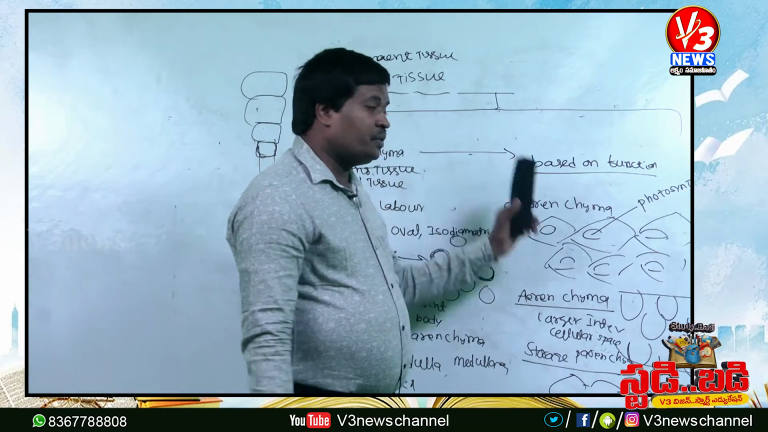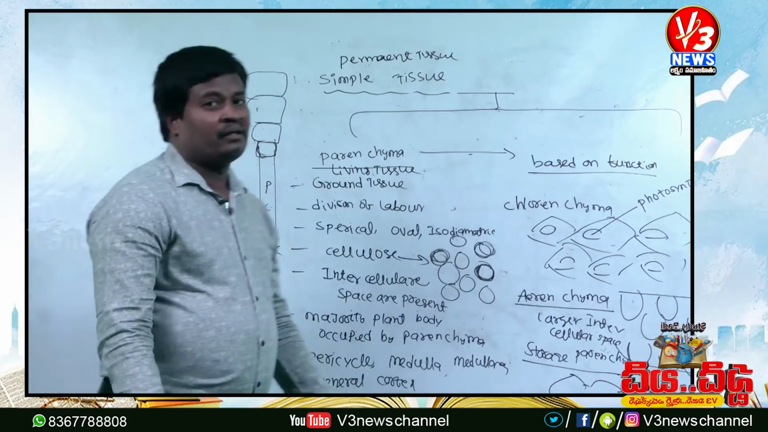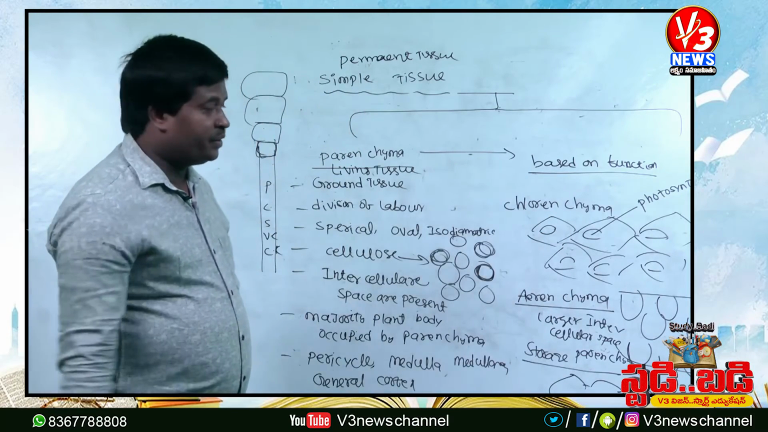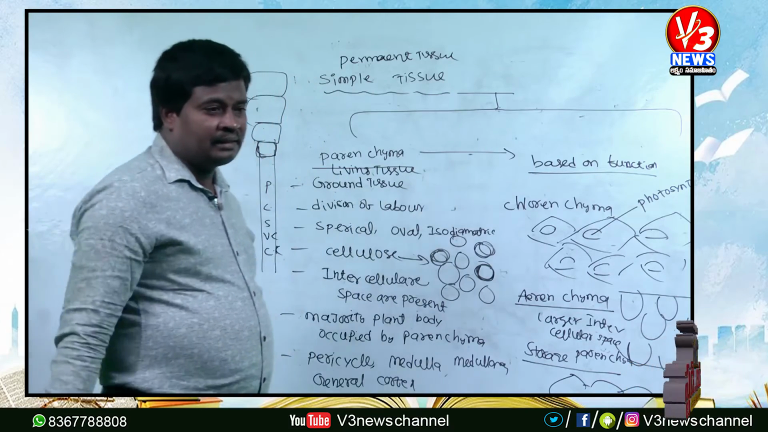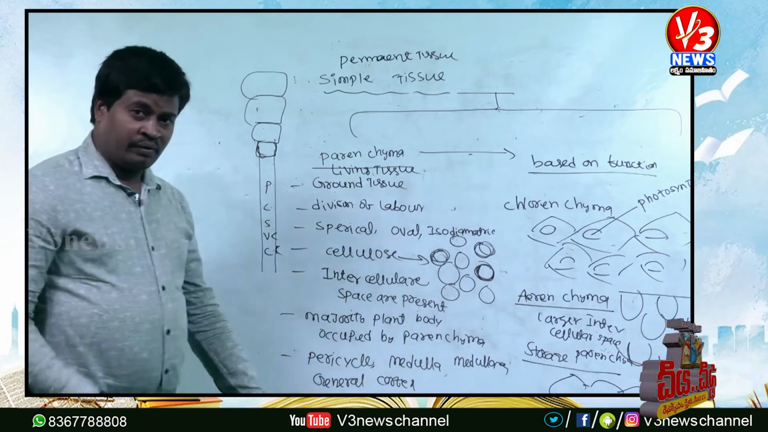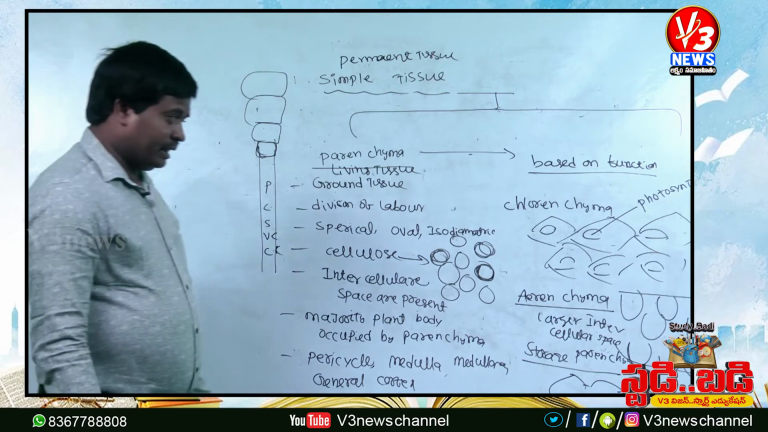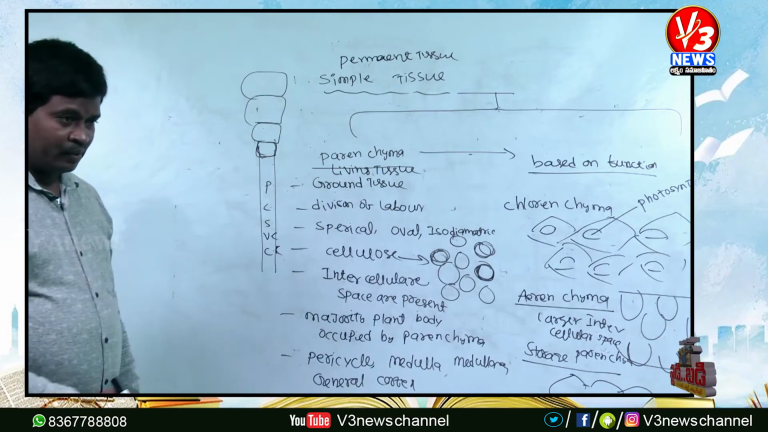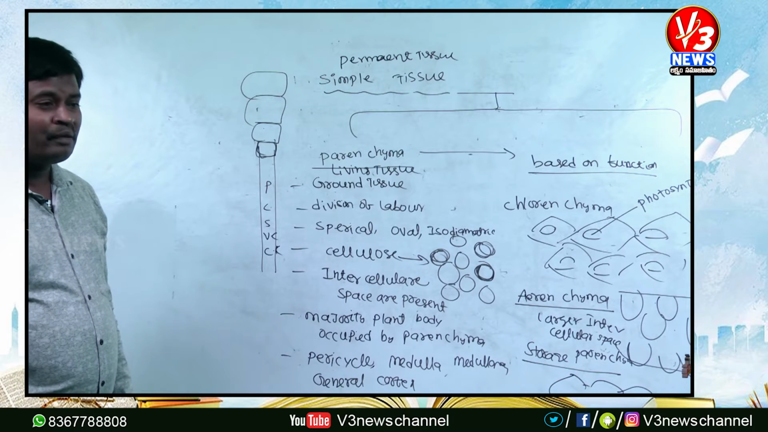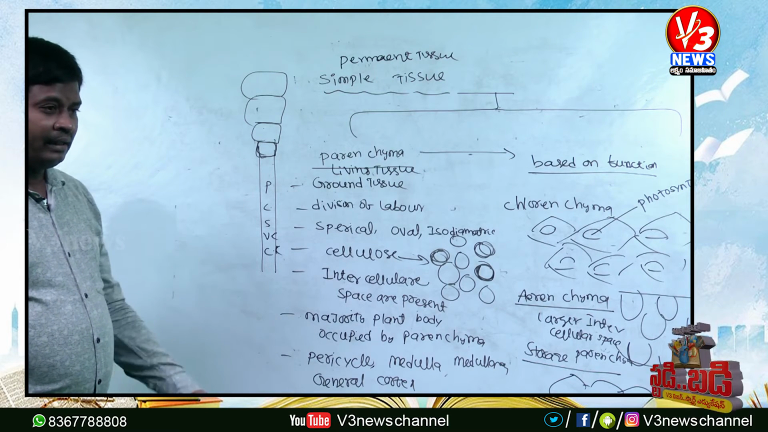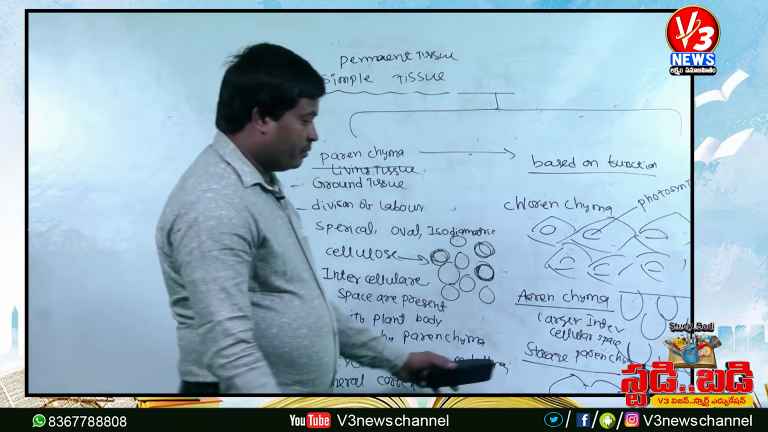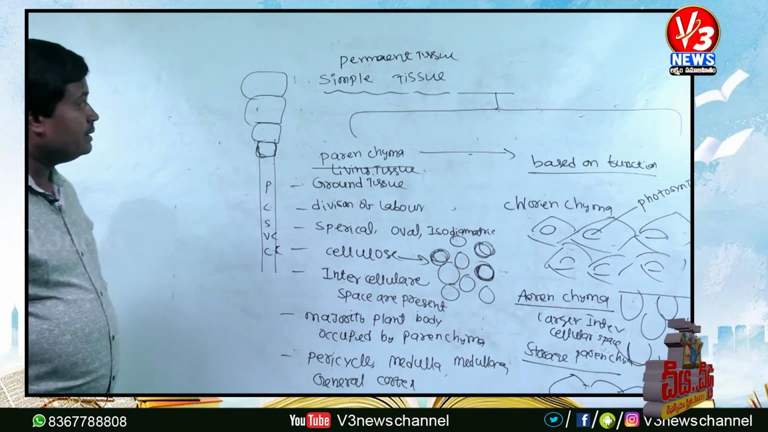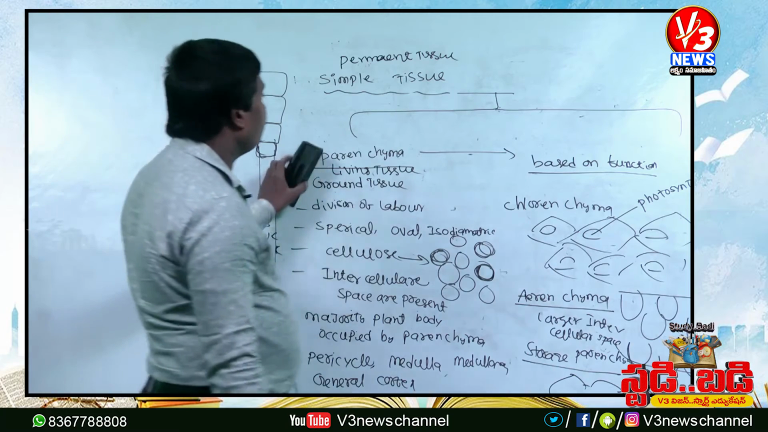So based on the function, there are four types of parenchyma. What are the four types? Chlorenchyma, aerenchyma, storage parenchyma, and secretion. Chlorenchyma means the mesophyll cells of the leaves possess chloroplast and perform photosynthesis. Large intercellular spaces which help in buoyancy or floating is called aerenchyma. Which parenchyma stores food material? Such parenchyma is called storage parenchyma. Example, fruits and seeds, the edible parts of the plant. Secretion. This is about parenchyma, the simple tissue.